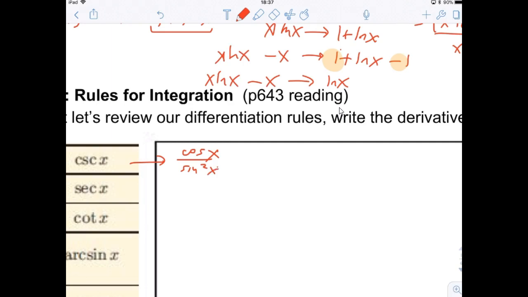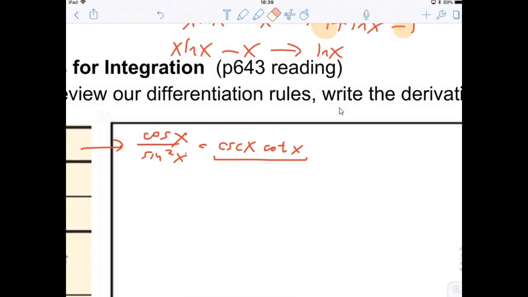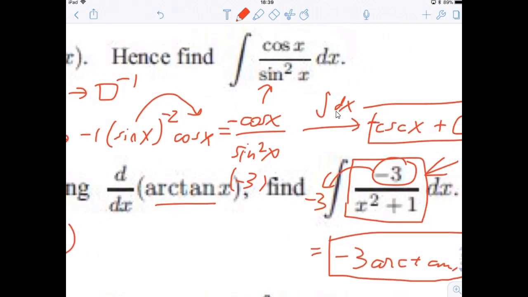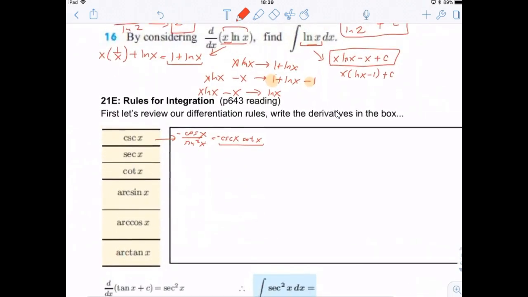And you could also write this as cosecant x cotangent x. I just noticed, by the way, that this is actually negative, and this is negative. Let's go back up to the top, because do you see this negative here? I didn't propagate that, so that goes here and that goes here. Okay, so actually there's a negative there. I forgot. Sorry about that.